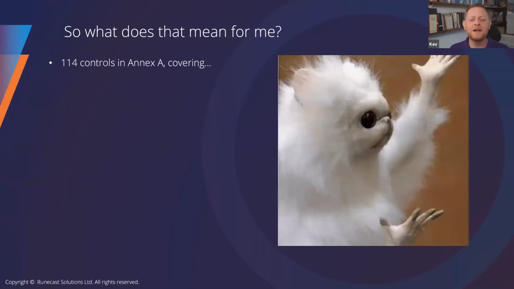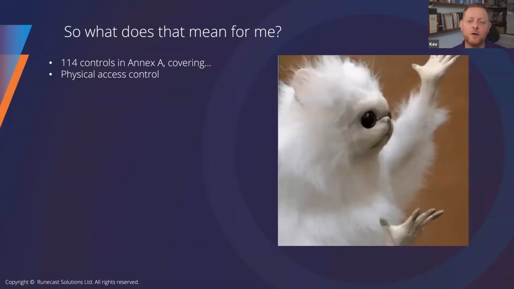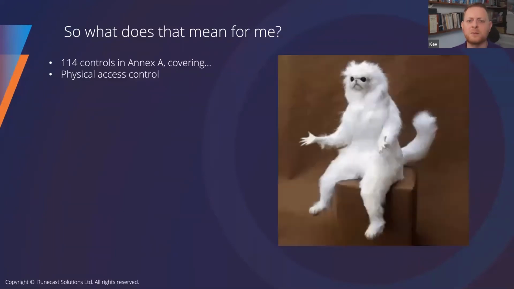So what does it mean for me? ISO includes 114 controls in Annex A. That's 114 separate things that you need to be able to manage or deal with. It includes things such as physical access control. Physical access control is really important, because if a malicious actor can tailgate someone into your offices and then tailgate into your data center, there's nothing to stop them cutting cables, pulling drives, and all kinds of things. A lot of organizations don't think of this because they think, oh, I've got firewalls, that's all I need. But the human, social element is really important. ISO covers all of these things.